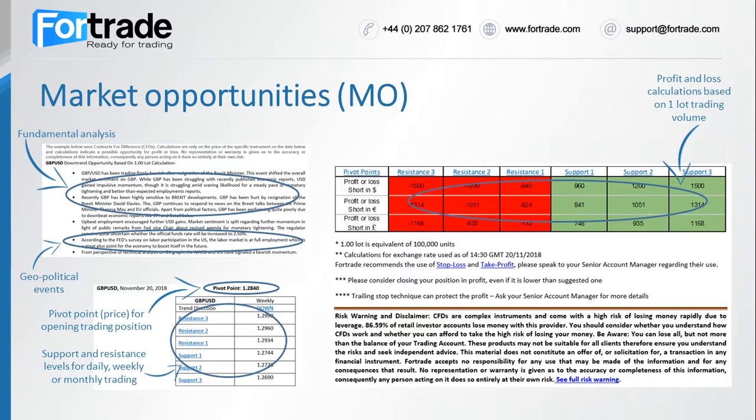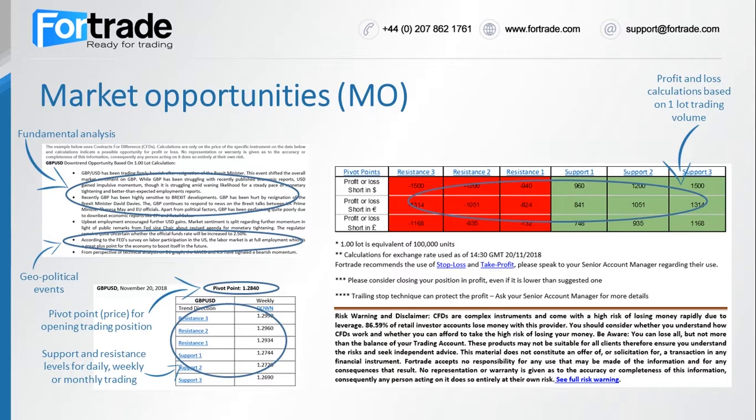So here is an example of a market opportunity. You can see fundamental analysis on what's going on with the pound-dollar currency pair. Below you can see some geopolitical events that can influence the currency pair, such as the resignation of the UK's Brexit minister, or positive employment figures in the US.